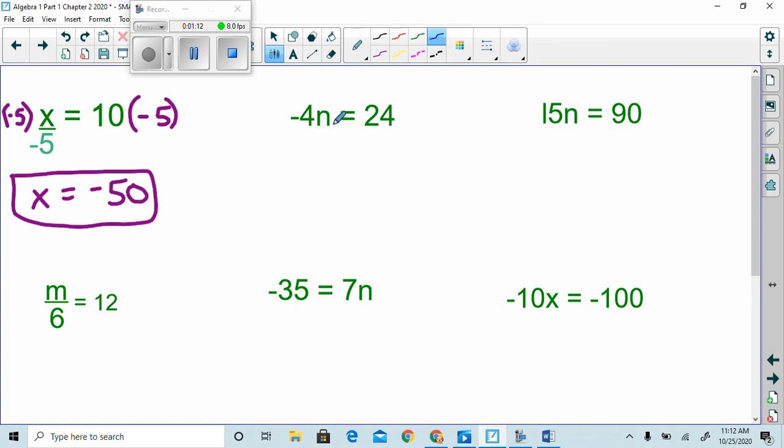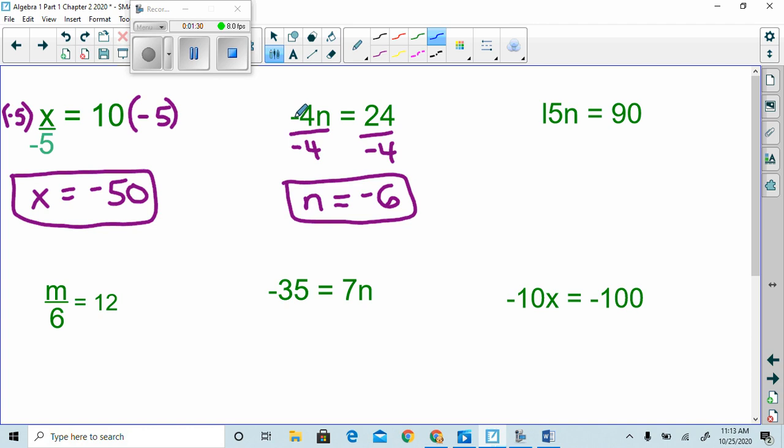The second one is now a multiplication equation. -4 times n equals 24. Inverse would be to divide. We're going to use our division property of equality by dividing the same number on both sides. And when the signs are unlike, I get a negative answer. -6 times -4 is +24, and it works. Again, think of what operation is being performed. This is multiplication, so we'll divide.